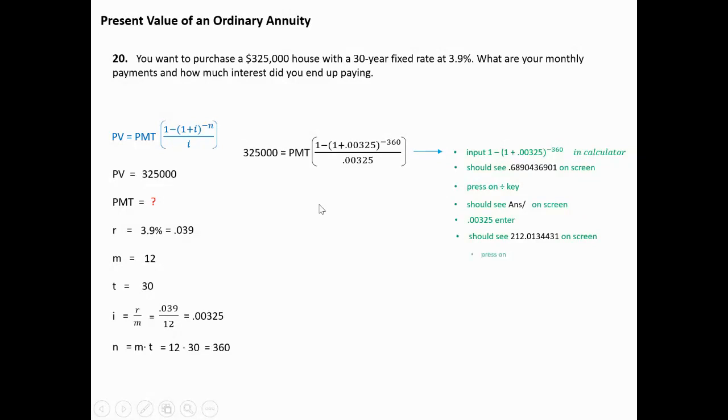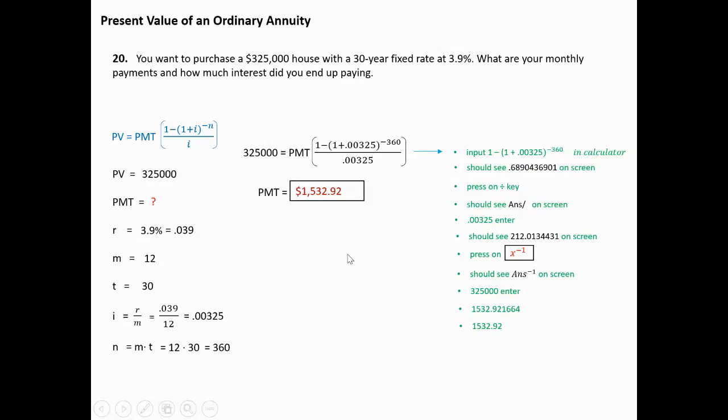So here's where we use the inverse key. You're going to press on the inverse key. That's a key on your calculator. So you're going to press that, right? This is what you should see on the screen. When you see that, you're going to enter the 325,000. And that's what we get. So we get $1,532.92. So those are your payments.